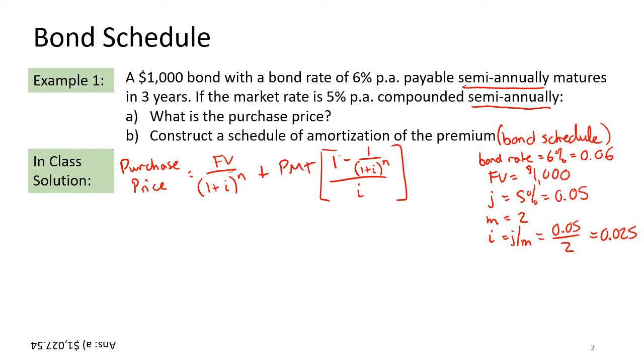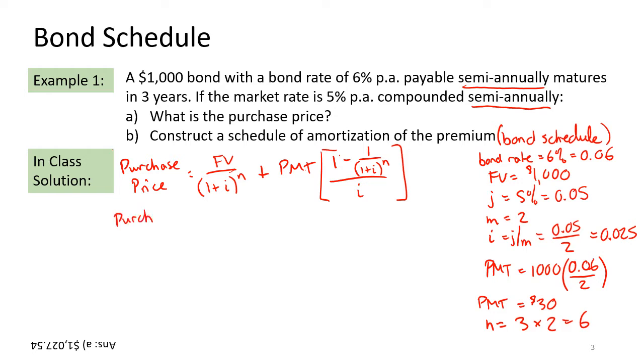Your payments in this case are equal to your face value, $1,000, multiplied by your bond rate divided by how many bond payments a year. So in this case, 0.06, divided by 2 because you get 2 bond payments a year. So your payment is equal to $30. Your last item is your total number of bond interest payments, N. In this case, it's equal to 3 years multiplied by 2 payments a year, or 6. This is just to find the purchase price. You'll see how that fits into the bond schedule in part B.